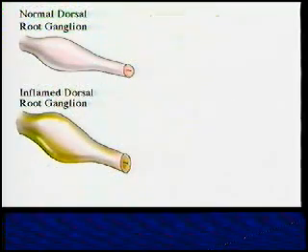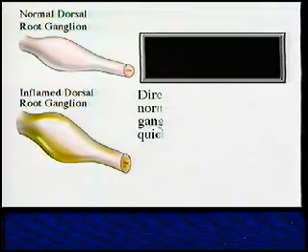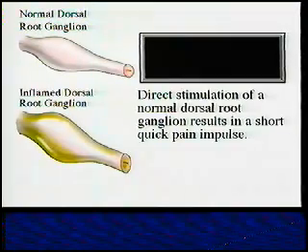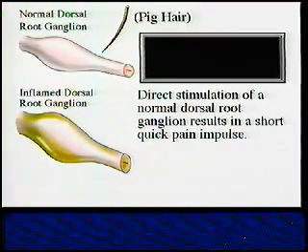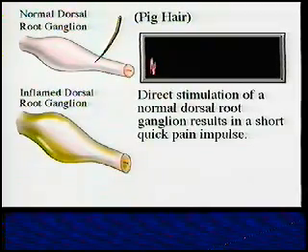When a normal dorsal root ganglia is stimulated, as shown here in a laboratory setting where a pig hair is being used, the stimulation of a normal dorsal root ganglion results in a short, quick pain impulse which is self-limited.